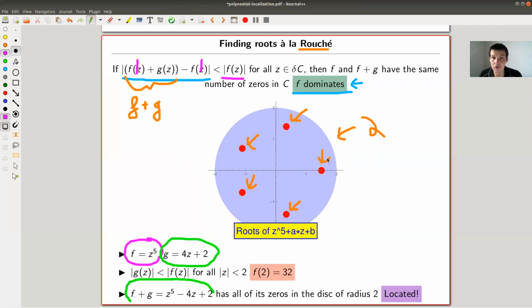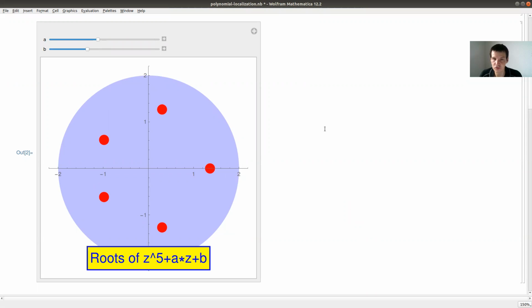So let's actually have a look at Mathematica. So here's Mathematica, and it's the same setup. I have my polynomial z to the 5, plus a times z plus b, and I can vary a and b here. And as you can see, if I vary a or b, it doesn't matter. This is funny. The roots change continuously with the parameters. But the point is, no matter what I do here, b and a run from -10 to 10.